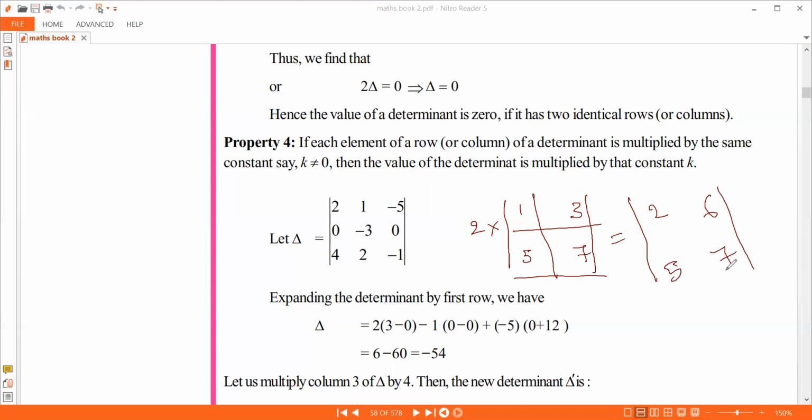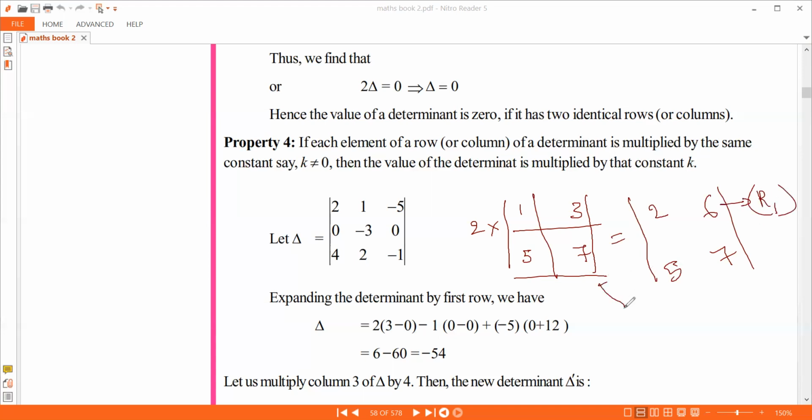Are you understanding the difference between that matrix and this? I doubled only one row. One row or a column, either one. Only one you have to do. Either a row or a column. So I doubled only one row, R1.